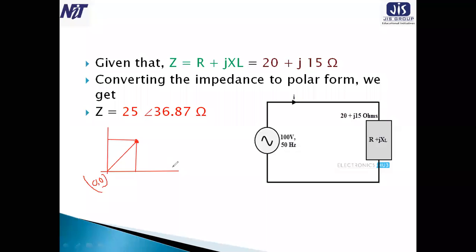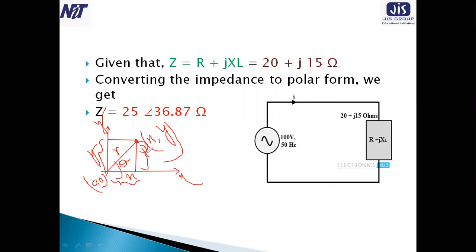Along the x-axis and along the y-axis. So this point is P, and here it is (x, y). This angle is theta. So if we consider this value is x, then this will be y.